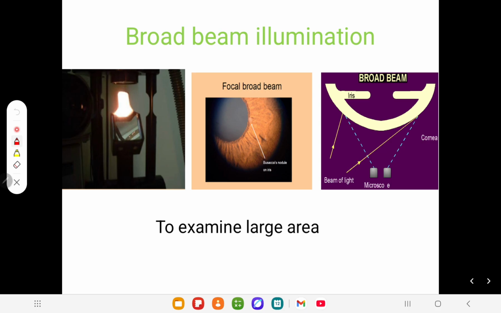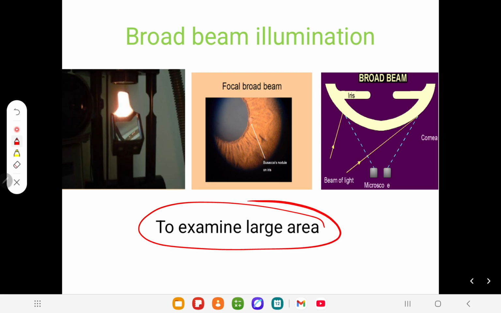So broad beam illumination: what is broad beam? It is for examining a large area. It's simply that. We don't use a diffuser here. We simply use a broader beam. We do not use a small focus point, but a very large, broad area, and we focus on that broad area through the microscope too. The light thrown and what we see through the microscope are the same. That's why it's direct illumination.